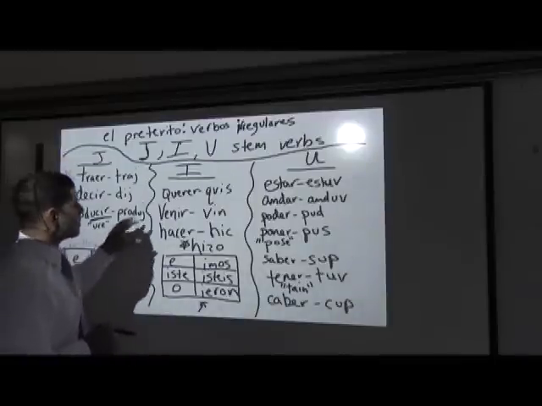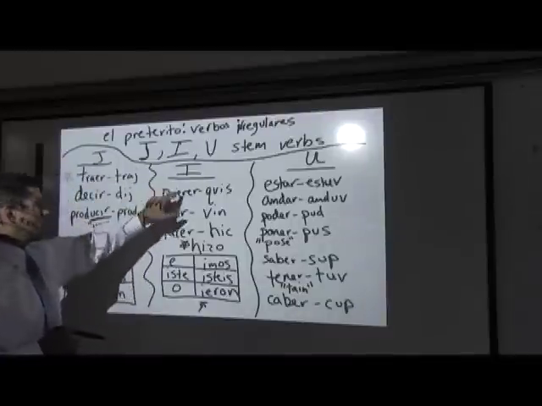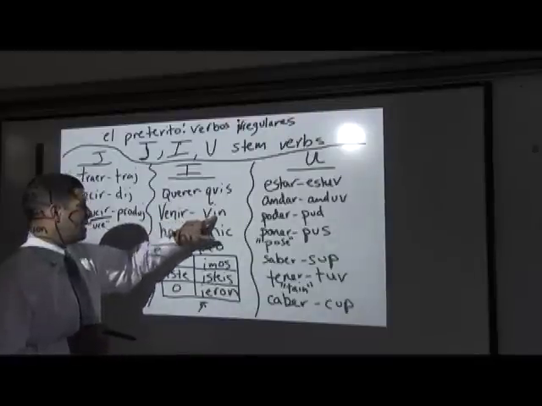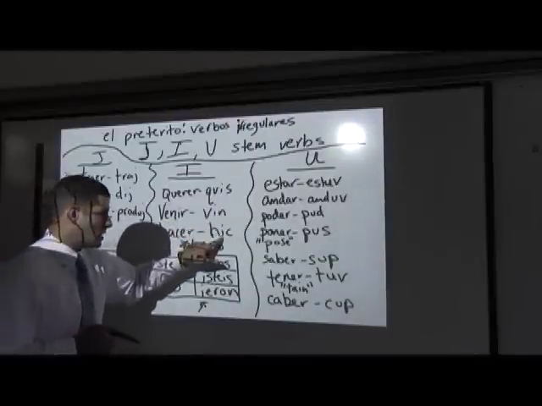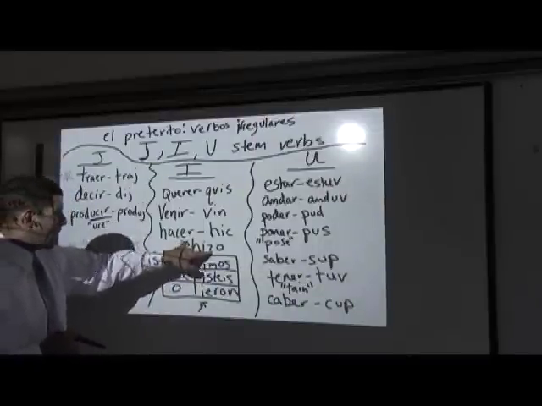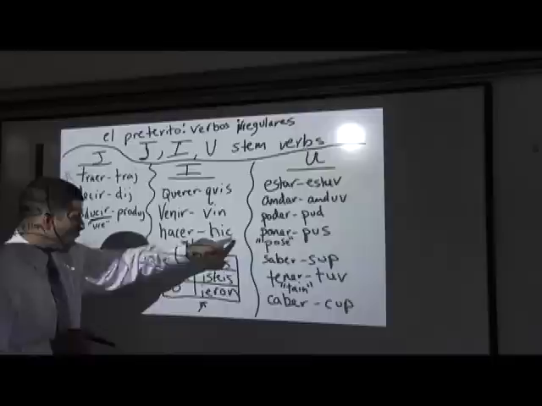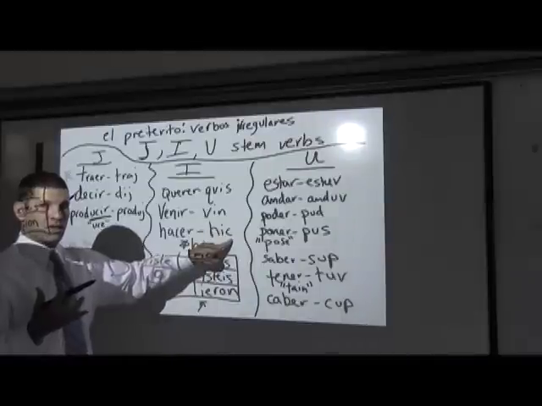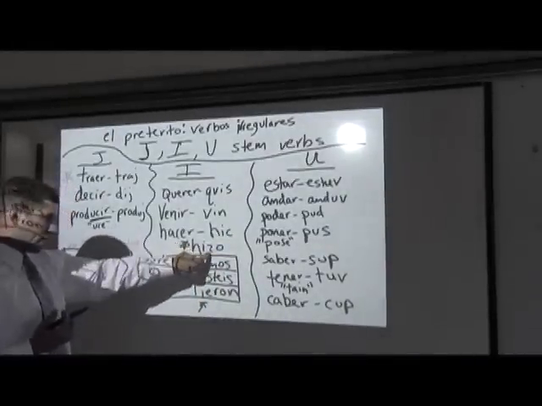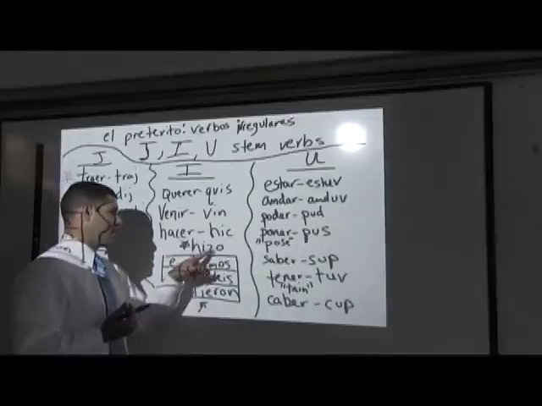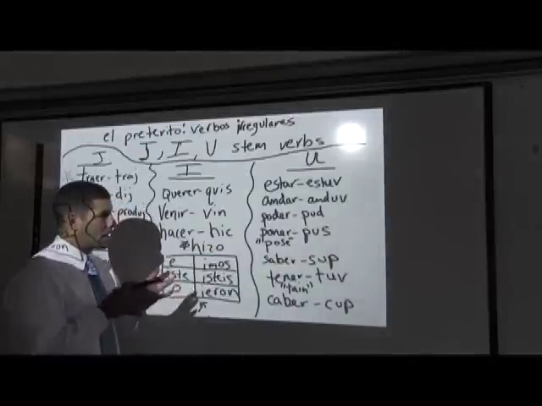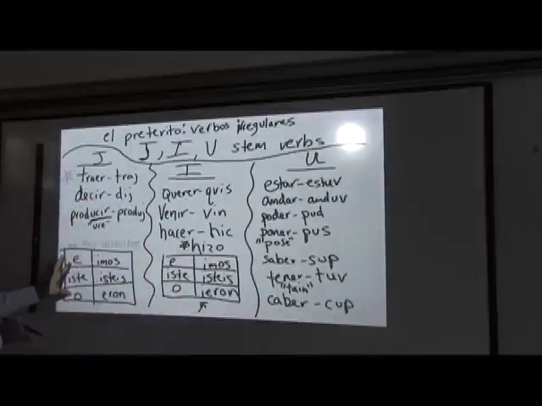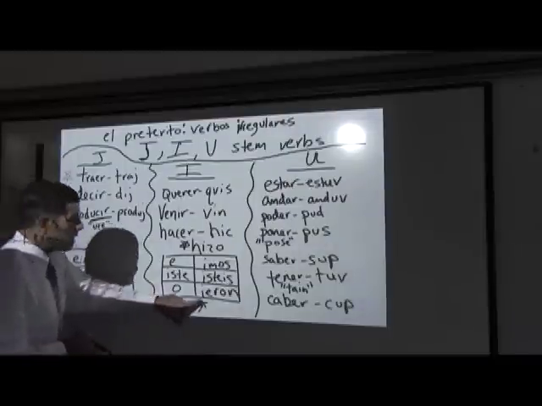I stemmers. Same idea, only these have an I in them. Querer, to want: quis. Venir, to come, to arrive: vin. Hacer is to do or to make: hic. Now, just be careful, because if you add your o ending to hic, it becomes hico. That's no good. We don't want a hard C all of a sudden to come up. So in this one right here, you're going to have to change the C to a zeta, a Z, and it'll be hizo, so you get back that S-like C sound. Anyways, these endings are almost exactly the same: e, iste, o, imos, isteis, ieron.